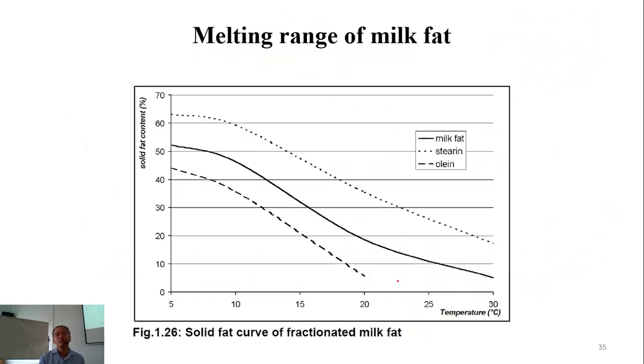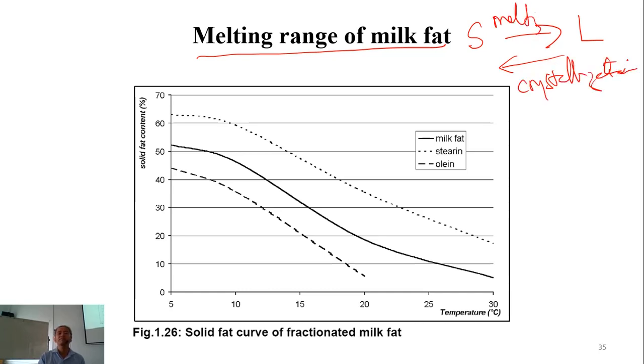Okay. Now, this figure is very nice when we talk about melting ranges. What is melting again? Melting is a process that converts from what state? Solid to liquid. Backward, how do you call it? If it goes backward from liquid to solid, how do you call it? Crystallization. Okay. This curve, the solid curve in the middle, represents the melting range of milk fat.